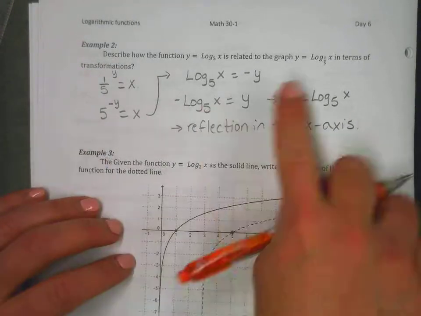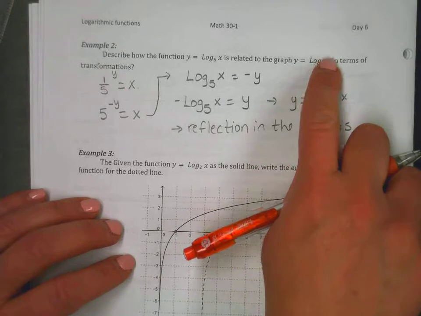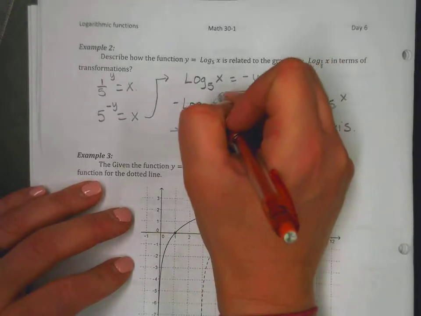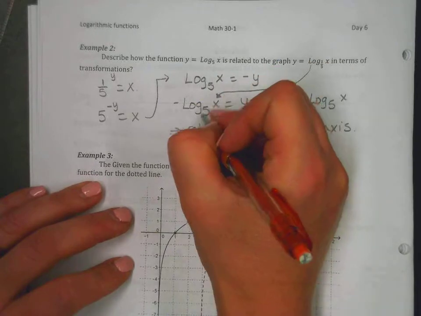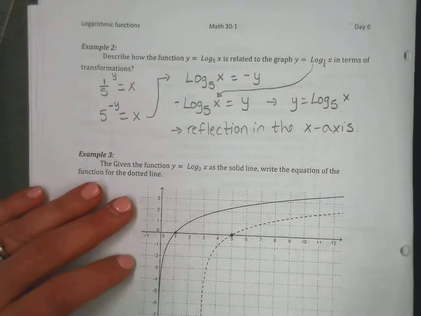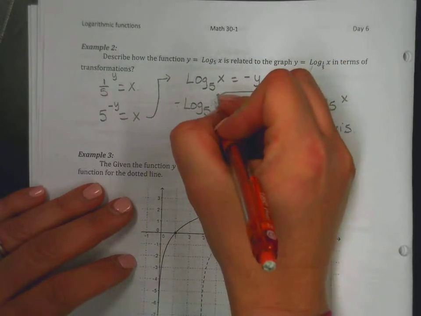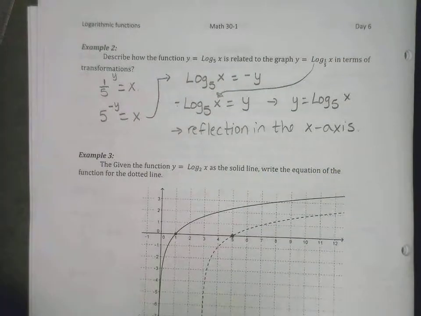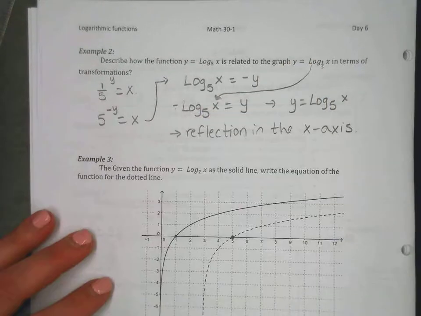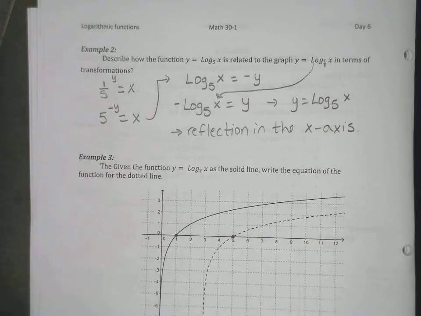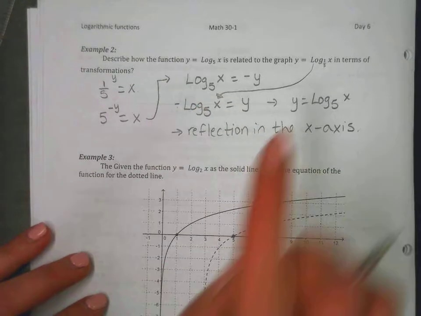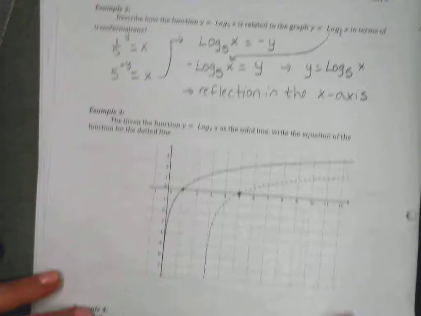A log of base 1/5 of x is actually equivalent to the reciprocal base times a negative. So that's an important piece to remember as you start to really work with logarithms. Recognize that these are equivalent functions. So this would be a reflection in the x-axis. Example 3.